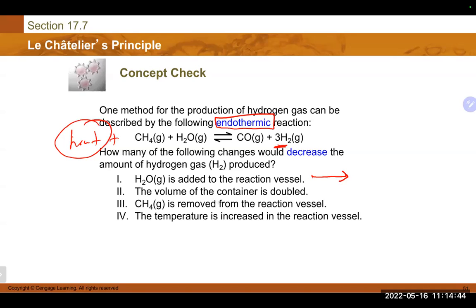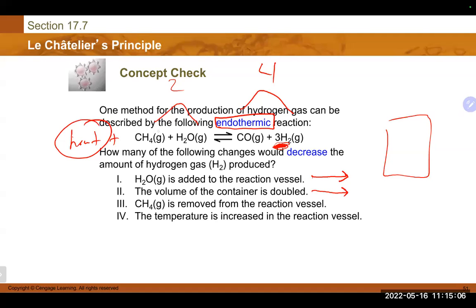The volume of the container is doubled. So that means the volume is increased. So we're going to go to the side with more gas molecules. Left-hand side there has 2. Right-hand side has 4. So we are going to shift to the right in this case, which once again will increase the amount of H2. So that's not going to work.